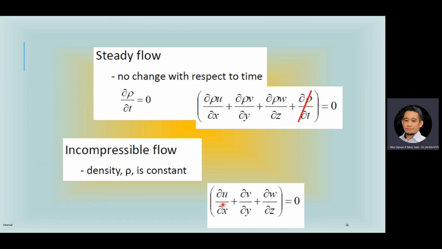If you look at this equation, u is the velocity in the x direction, v is the velocity in the y direction, and w is the velocity in the z direction. It means that the change of velocity in each directional dimension sums to 0.